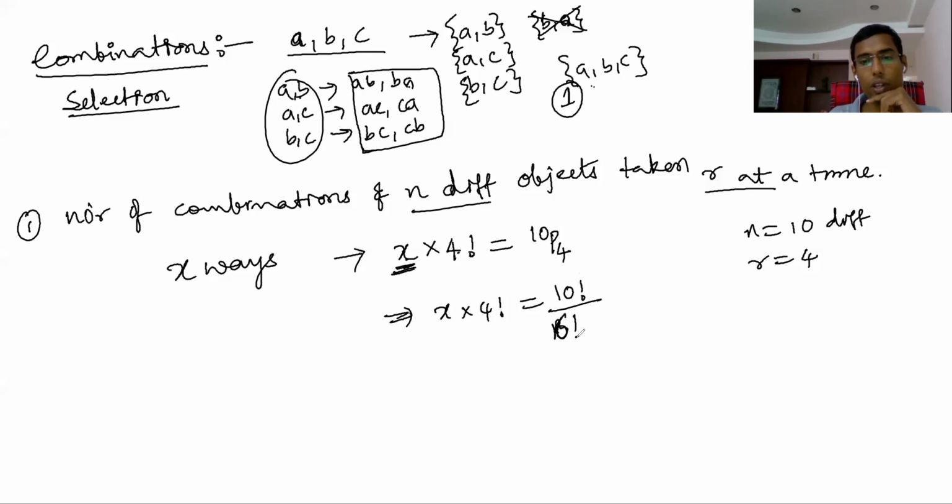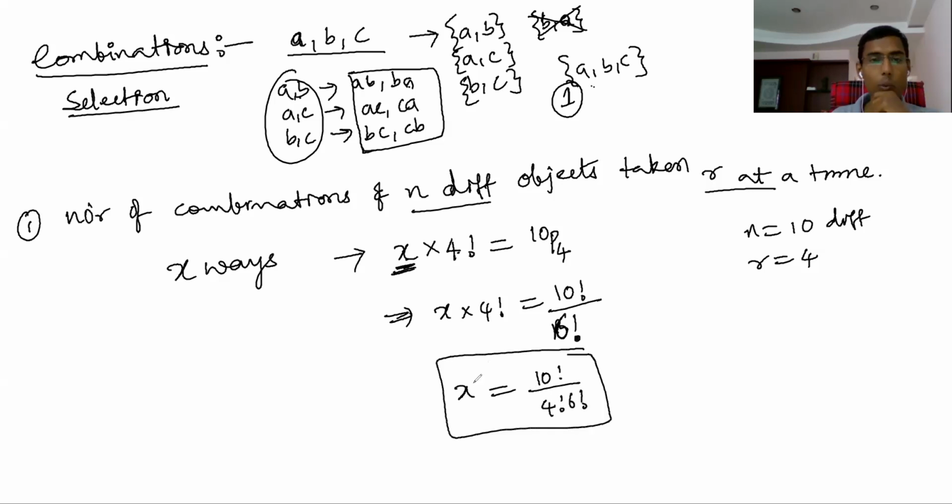10 minus 4, 6 factorial. So x equal to what you get? 10 factorial by 4 factorial into 6 factorial. This is what is number of combinations. How do we represent this number of combinations of n different objects taken r at a time? NCR. We represent with NCR.